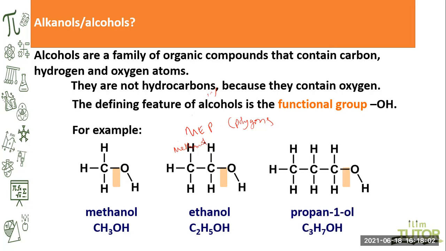Now, it could be propan-2-ol if this OH that you have here is placed at the second carbon. If there's an interchange where the OH comes there and the H comes there, then definitely you have propan-2-ol. This is positional isomerism.